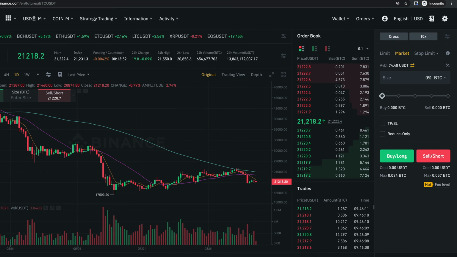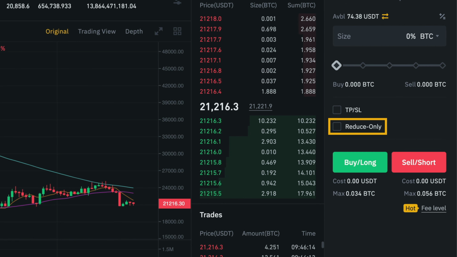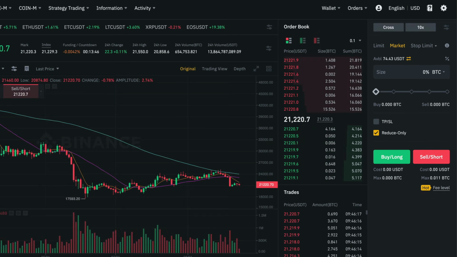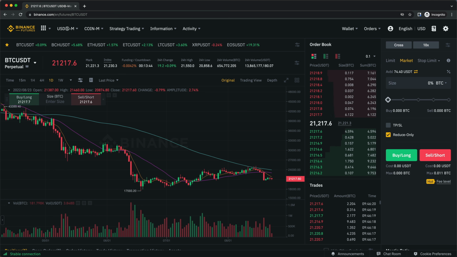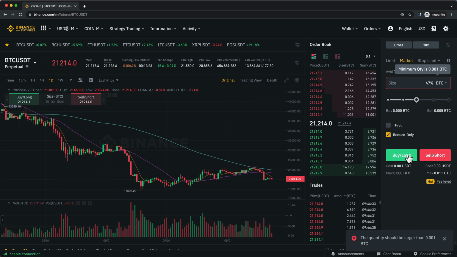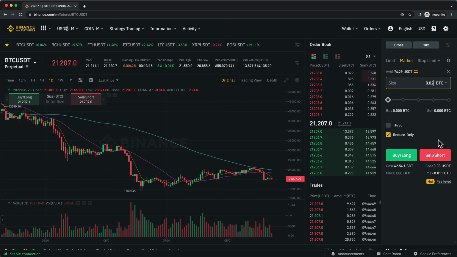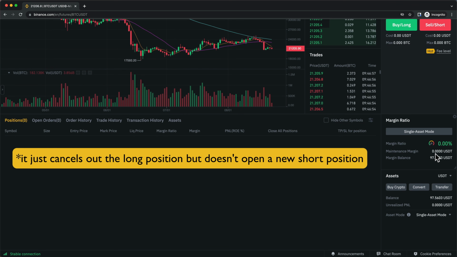By now, you've probably also noticed the Reduce Only option right here. Whenever we activate Reduce Only, the system will only allow us to reduce our current position. So for example, let's say we have an open long position for Bitcoin. Now, when Reduce Only is ticked, the system will not allow us to increase our long position because, as the name says, it's Reduce Only. We also cannot put in a sell order of a larger amount than our current long position because that would mean that our long position would not only be cancelled out, but it would also change into a short position, which isn't allowed with Reduce Only activated.